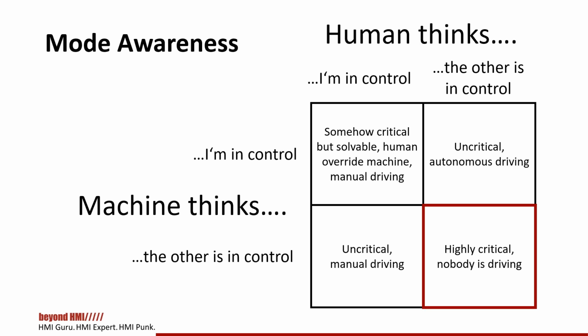The other one on the lower left is the human thinks I'm in control, and the machine thinks the other one is controlled. Also uncritical, this is called manual driving. This is what we have on streets out there, so definitely no point to discuss about. Then we have the situation, the human thinks I'm in control, and the machine thinks I'm in control.